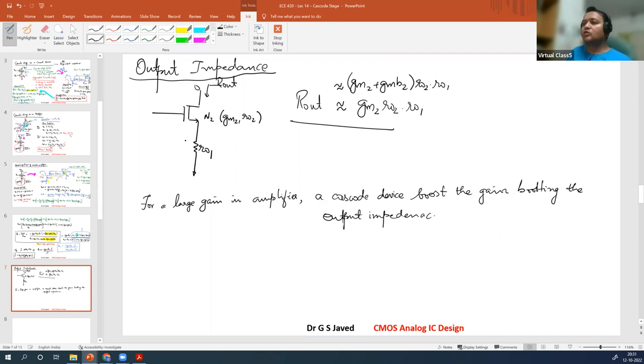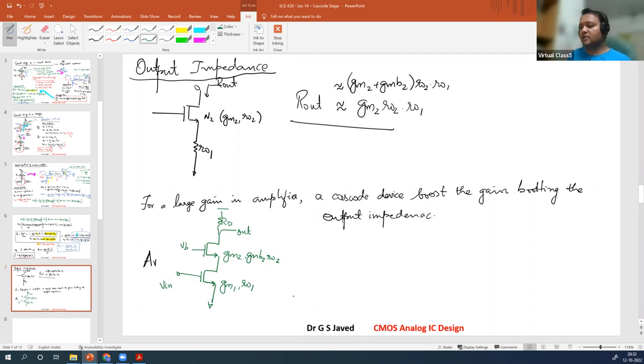Right? Now, this is the total output impedance that you see. But for this amplifier that was designed here, what is the amplifier looking like? This is Vin, this is VB, output, RD. So this is your input device, so this has got a factor GM1 R1. This is GM2 GMB2 R2.